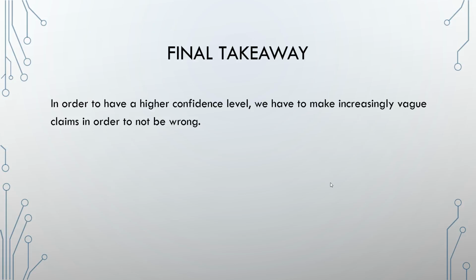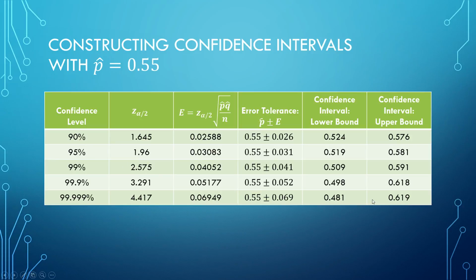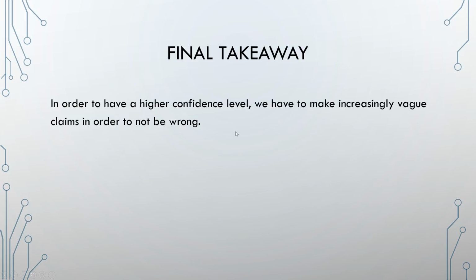Anyway, one other takeaway here is that in order to be more confident about your findings, you're going to have to make increasingly vague claims in order to not be wrong. Look here. For the 90% confidence level, it was somewhere between 52 and 57% of the vote Boebert was supposed to take. For this 99.999%, it was somewhere between 48 and 62%. For us to be truly at 100% confidence, we would have to say, oh, I think he's going to get somewhere between 0% and 100% of the vote, which is meaningless, useless, but we're guaranteed to not be wrong at that point. And that's just something to think about.